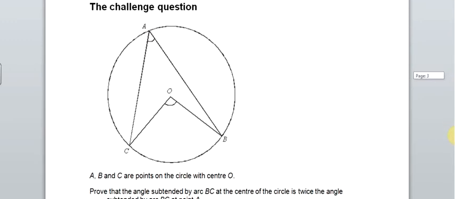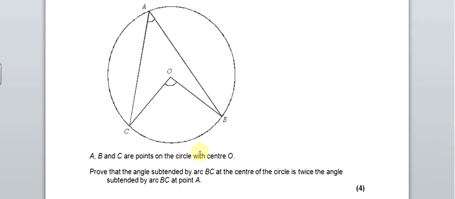Now the challenge question. A, B and C are points on the circle with centre O. Prove that the angle subtended by arc BC at the centre of the circle is twice the angle subtended by arc BC at point A. So that's a complicated way of saying the fact we used earlier, and we've got to prove it this time.